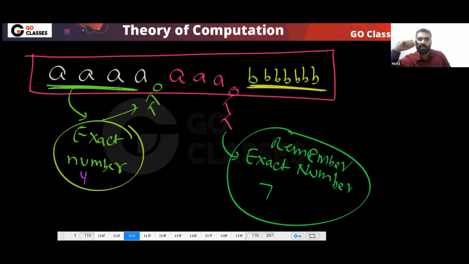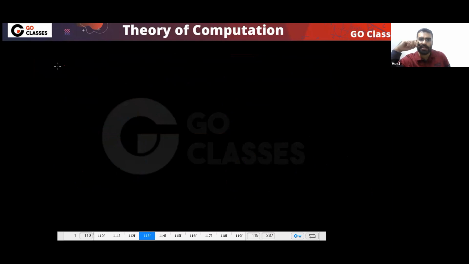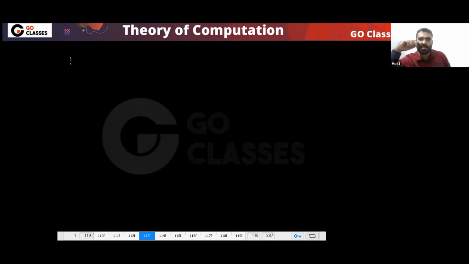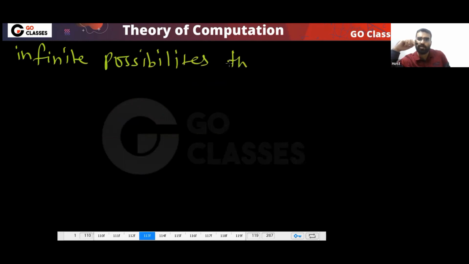So you can notice this is the idea. Keep this in mind. What I'm saying is, can I say that these are the infinite possibilities you need to remember, because you need to remember the exact number of A's? This exact number 7 you need to remember. Similarly, this exact number 4 you need to remember. So can I say these are the infinite possibilities that need to be remembered?